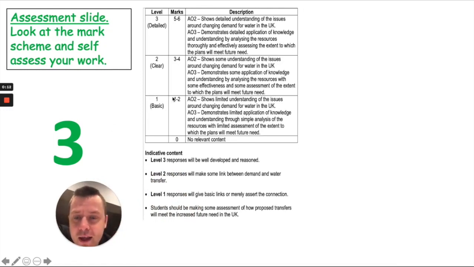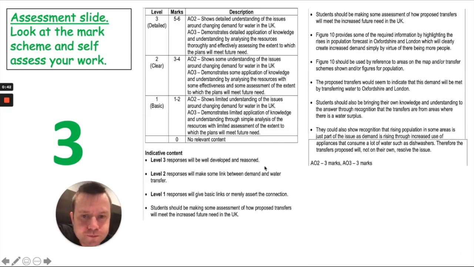So again, it is a level response answer, 6 marks. You can either have level 1, basic, limited understanding, level 2, clear, where you have some understanding and you apply your knowledge and understanding by analysing the resource, up to detailed, which is a detailed understanding, and you demonstrate that you can apply your knowledge in a thorough and effective way.